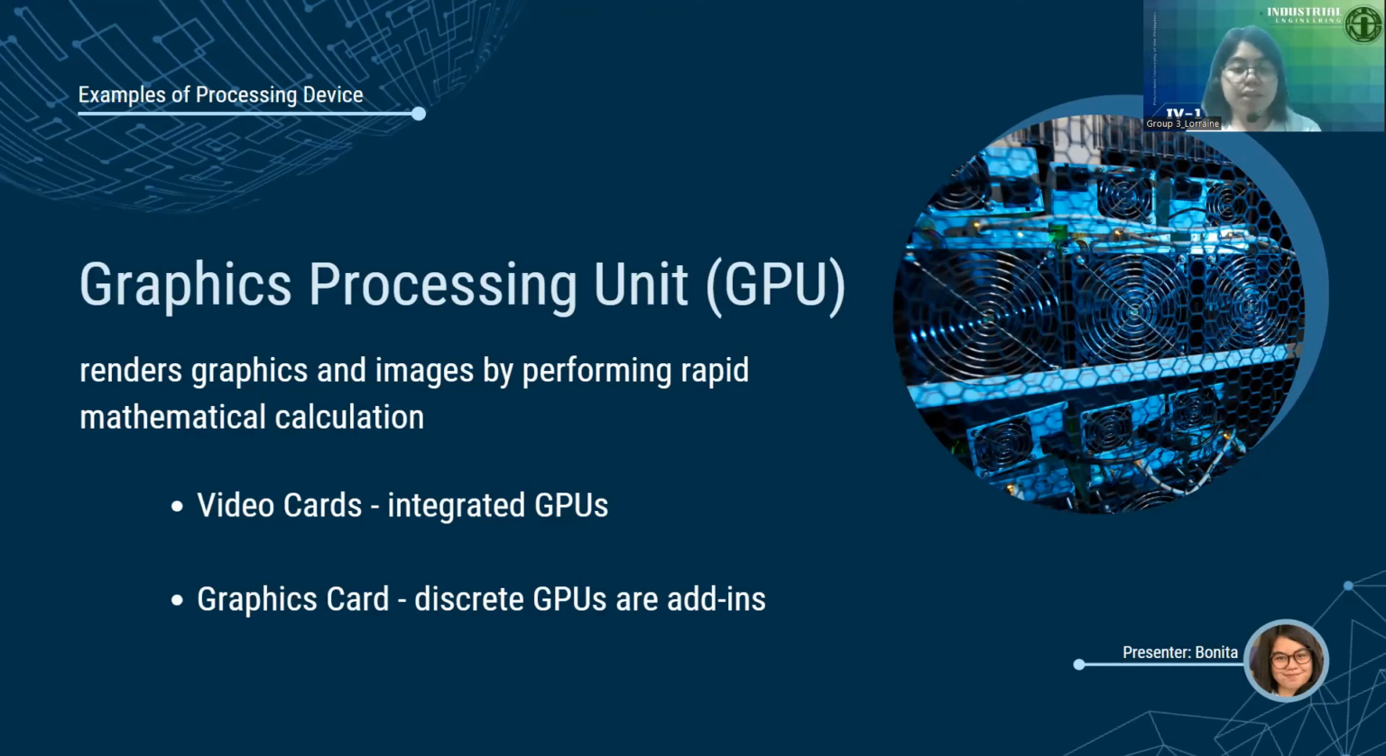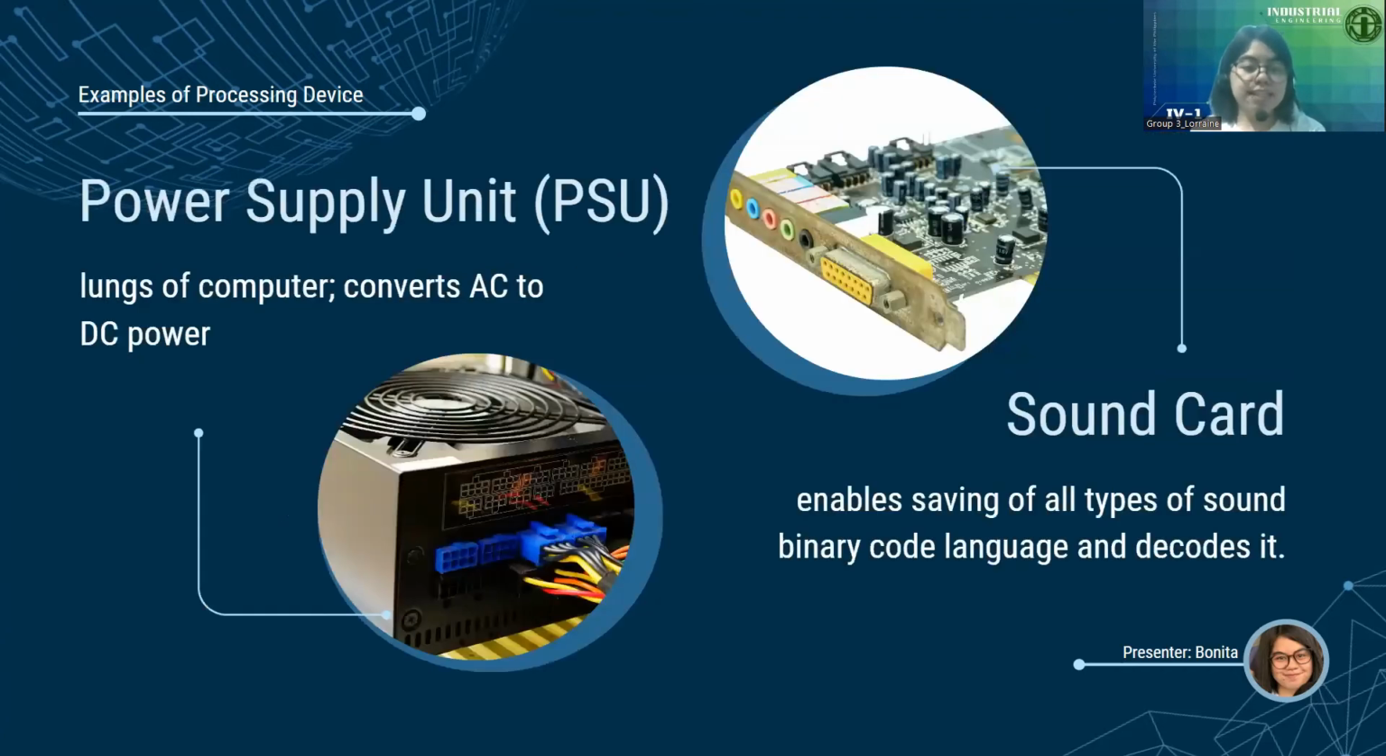Then, merong graphics cards or DGPUs. Sila naman yung pwedeng ipasak sa board like NVIDIA GTX or Radeon RX. Kaya naman ito, DGPU, which stands for Discrete Graphics Unit, ay dahil may dedicated or hiwalay siya na memory na hindi sinishare sa CPU. Next, processing device is the PSU or Power Supply Unit.